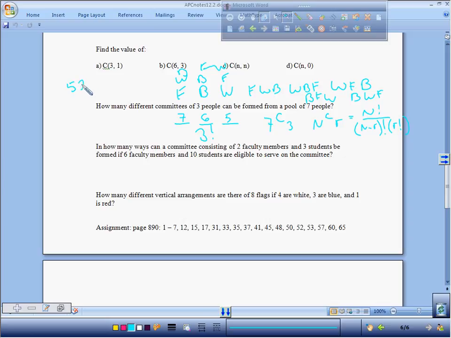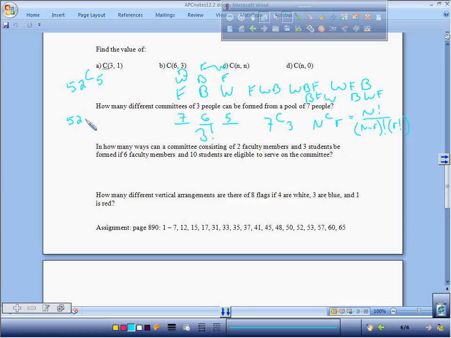It's 52 combination 5, right? Because it doesn't matter whether you go ace, king, jack, whatever, it doesn't matter what order those cards are in when you get them. So when you're choosing cards for a hand, that's how many different 5-card hands you could be dealt when you're playing.